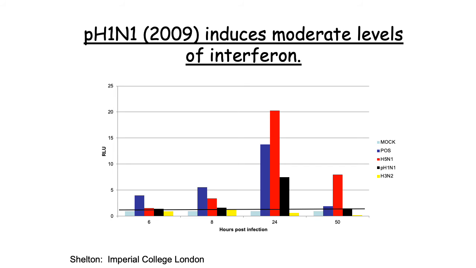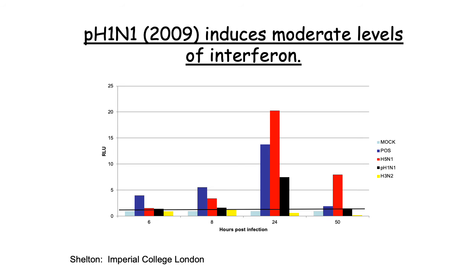All right, and so this is data from Holly Shelton, and Holly Shelton is the one who gave me this talk so that I could use it, so that I could talk to you almost as if I'm an influenza expert, which I'm not. I know coronaviruses, and that's it, and I don't even know everything about coronaviruses. It's too big a field. Anyway, so pandemic H1N1 induces moderate levels of interferon. So let's see. The H1N1 is going to be the black bar. So you can see at 6 hours, the black bar is really low.